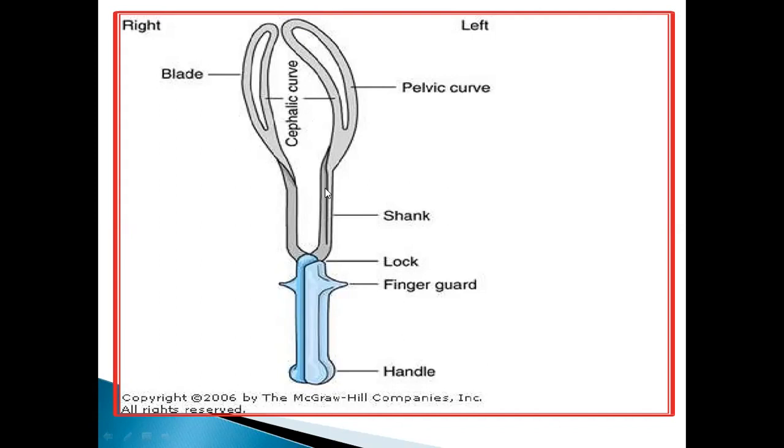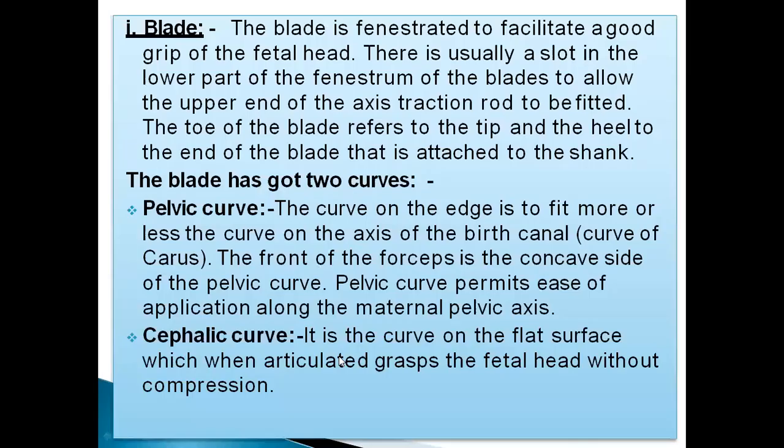Once the forceps are inserted, the shank will help for locking. The shank is helpful in locking the blades. This is the lock. If it is a socket system like lock, then we will call it the English lock. If we are using the English lock system, that type of forceps, then the left blade should be inserted first. This is the finger guard. It will be helpful for the traction. Then here, this is the handle. And in some forceps, we can see the grip, some grooves, for an easy grip.